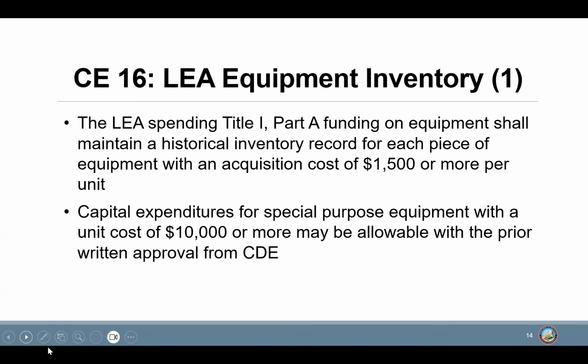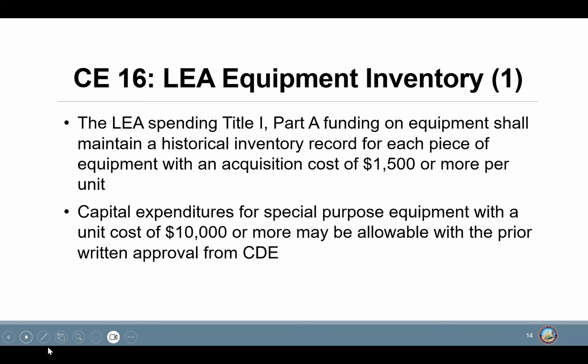CE 16 is the equipment inventory. For this item, LEAs spending Title I funds on equipment need to maintain a historical inventory record for each piece of equipment with an acquisition cost of $1,500 or more per unit. This used to be $500 per unit, but now has increased to $1,500.